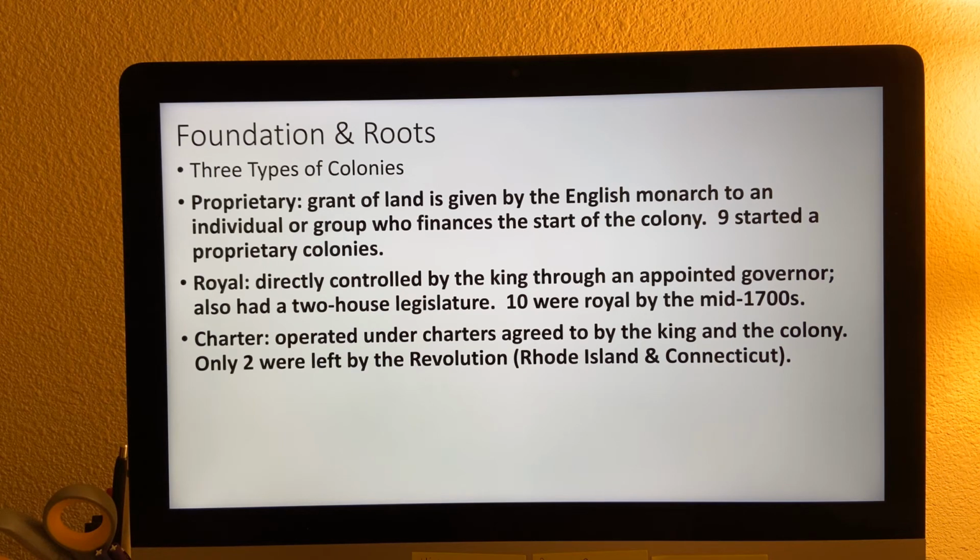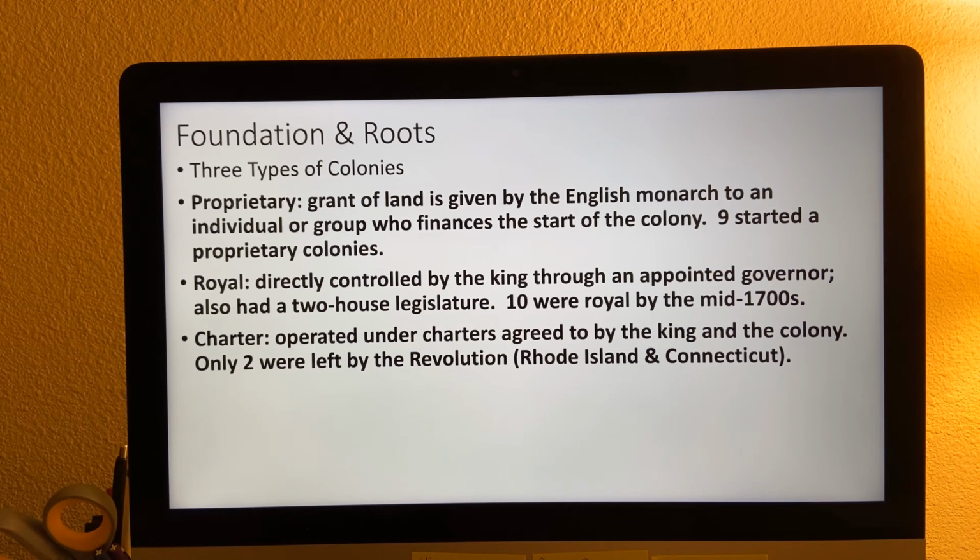There were royal colonies as well. They were directly controlled by the king, with a governor that the king chose. And the governor would come and they would rule in the government. They generally had two house legislatures that the people could vote on, but remember that ultimately the governor is the one who is running the government.